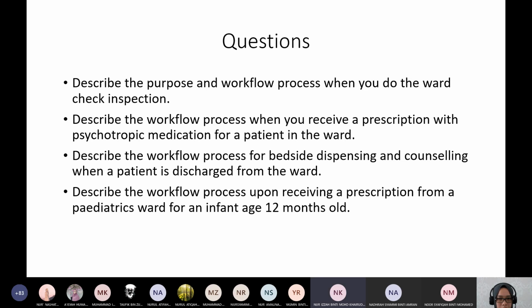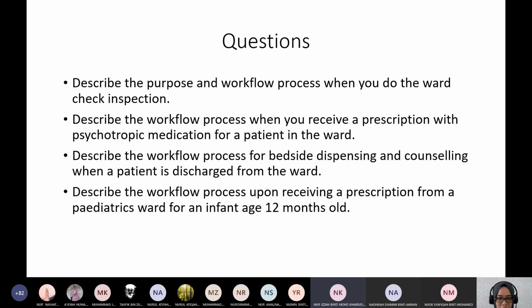For a discharged patient, if the hospital has a satellite pharmacy, then the patient can receive the discharge medication at the satellite pharmacy. Is that correct, Doctor? Yes, if there is a satellite pharmacy, because not all hospitals have one. Okay, that's fine. And then how do you supply the medication for 3 months?